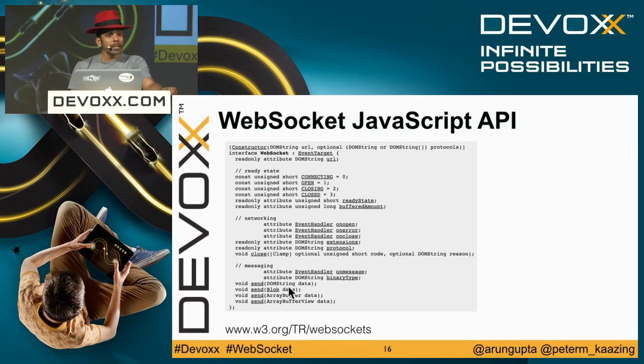If I'm sending text, then that goes as text. And if I'm sending binary, then there are three different ways to do that: either blob, which is the default type, or array buffer, and array buffer view. And the type of the binary being sent is defined using the binary type here. So you can say WebSocket.binaryType equals array buffer, and then everything is going over the wire as array buffer. Okay?